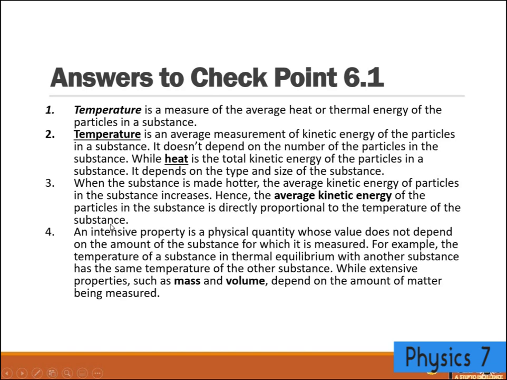And then the fourth checkpoint question was, temperature is an intensive property of a body, while heat is an extensive quantity. Explain what this means. Well, what you should have written is something along the lines of, an intensive property is a physical quantity whose value does not depend on the amount of the substance for which it is measured. So, for example, the temperature of a substance in thermal equilibrium with another substance has the same temperature as the other substance. So if you place a substance next to another substance and you leave them for a while and you measure their temperatures, the temperature of both of these substances, which are side by side and touching each other, is going to be the same.